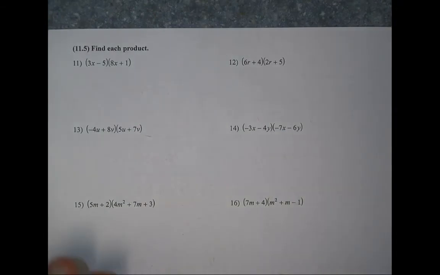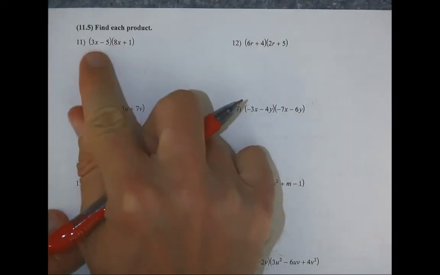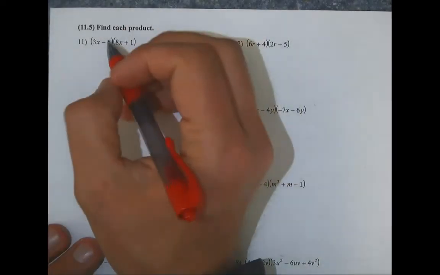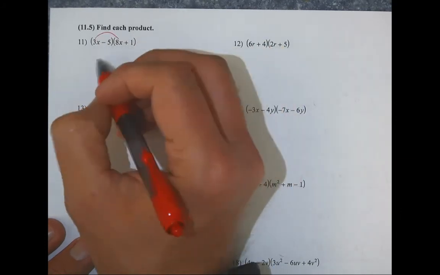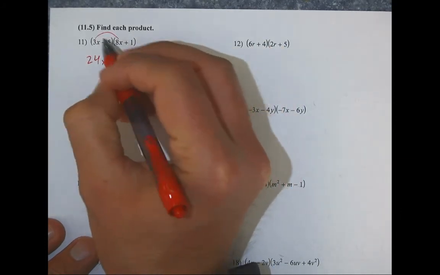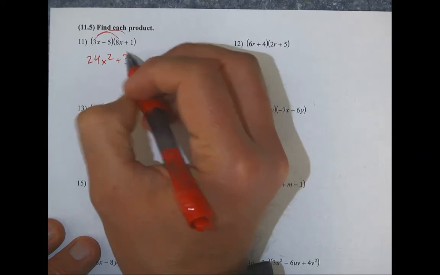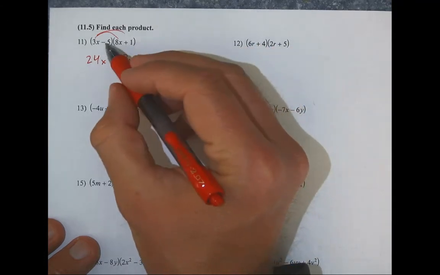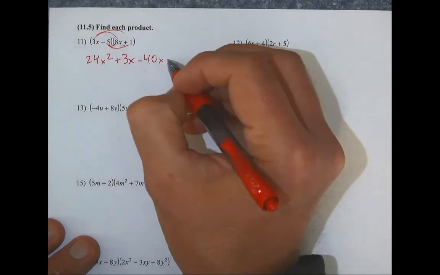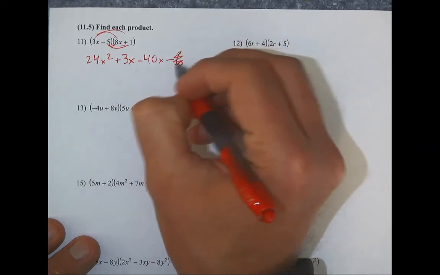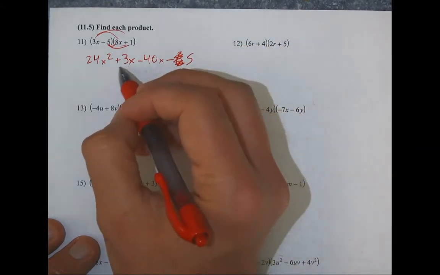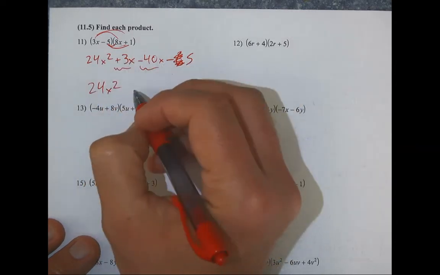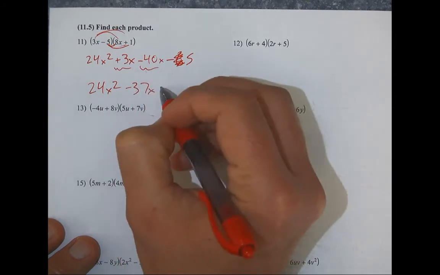Now, on the back, 11.5. Notice these, they're not the same, right? So there's no tricks here. Well, you've got to go through and multiply the first, the outside, the inside, and the last. So let's run through this. We're going to have 24x squared plus 3x. Multiply here, negative 40x. That was this. And then multiply here, not negative 6, negative 5. And so these are my x's. These are going to stay the same. That's negative 37x minus 5.